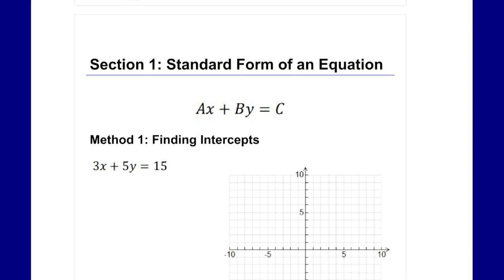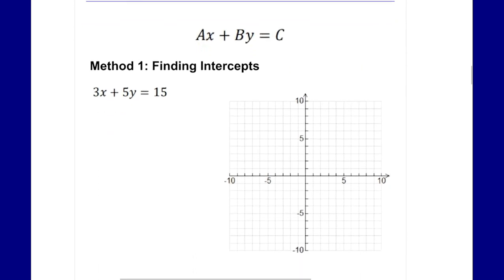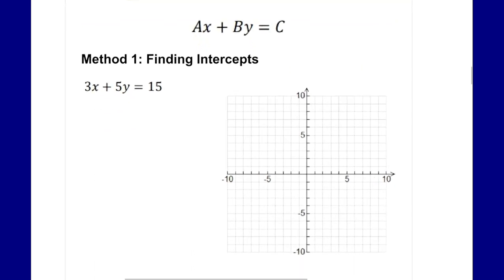Now, we may need to graph them, depending on how we're given the equation. If we're given an equation in standard form, we can graph it in two ways. One is by finding the intercepts. We have an equation, 3x plus 5y equals 15. You might look at that and say one of those numbers is the slope, one is the y-intercept. That's not the case because it's not in y equals mx plus b form. What we can do, though, is find the intercepts.